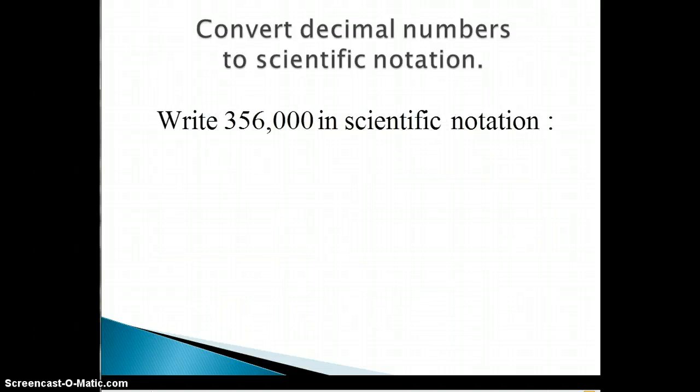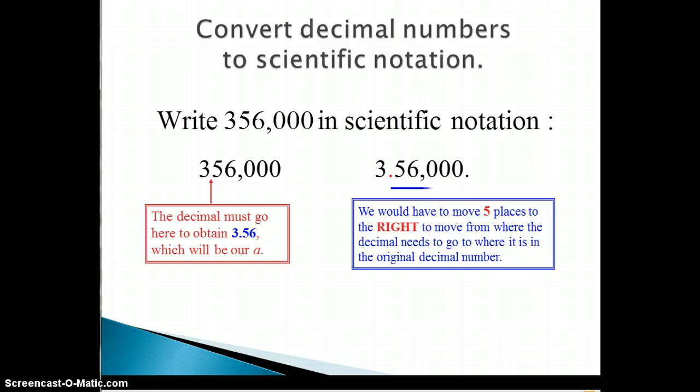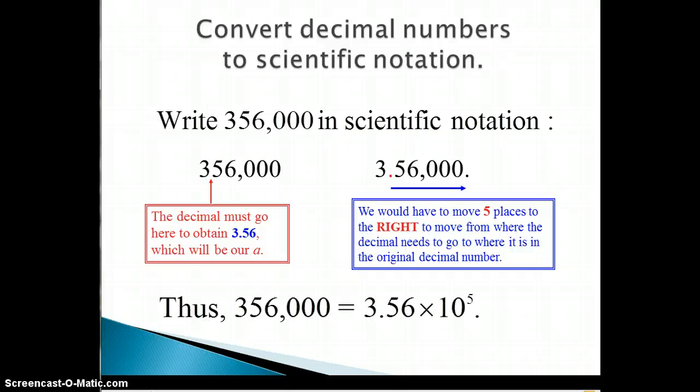Let's write 356,000 in scientific notation. So we locate our a first. If we put the decimal between the 3 and the 5, we end up with 3.56, which is a number between 1 and 10. So that's going to be our a. We would have to move 5 places to the right to move from where the decimal needs to go to where it is in the original number. So our exponent is going to be a positive 5 on our 10. So that gives us 3.56, which remember is our a, times 10 to the positive 5.